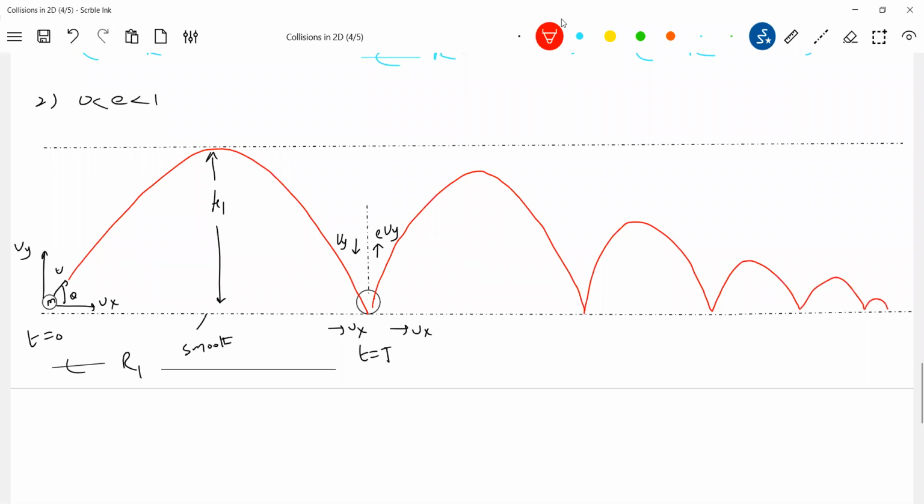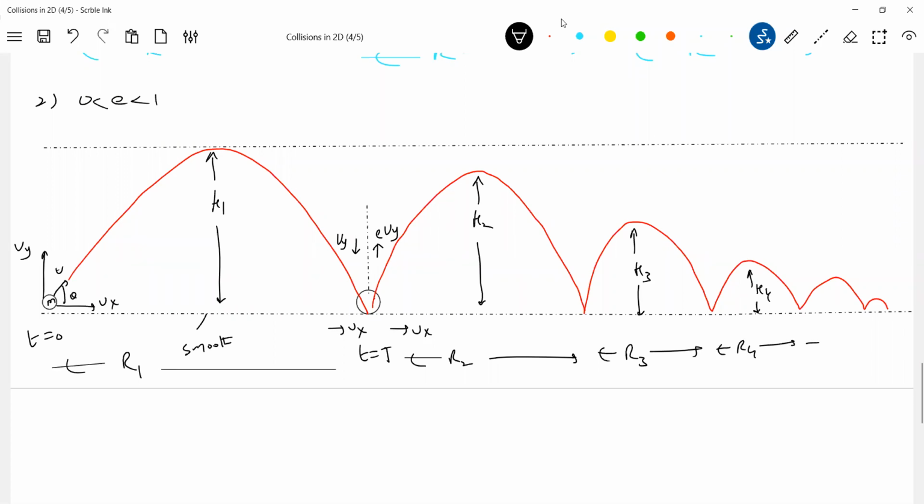So this is what finally happens. This is H2, this is H3, and so on. Like this you can continue. This is R2 range, this is R3, R4, R5 and so on. What about the time? There's a time of flight: T1, this is T2, T3, T4.